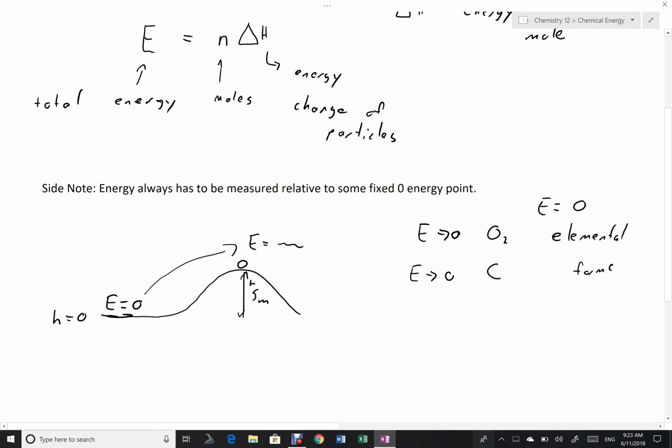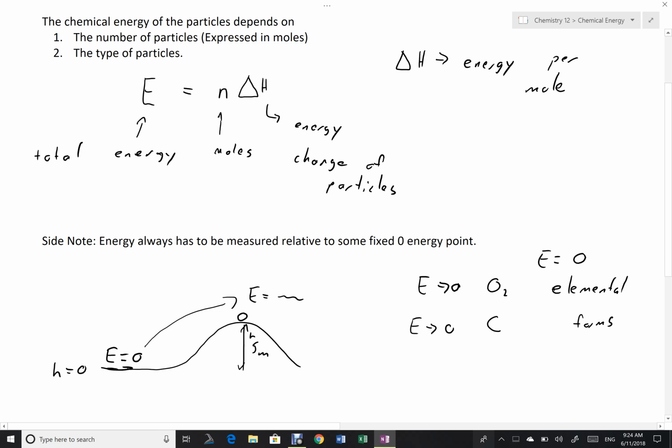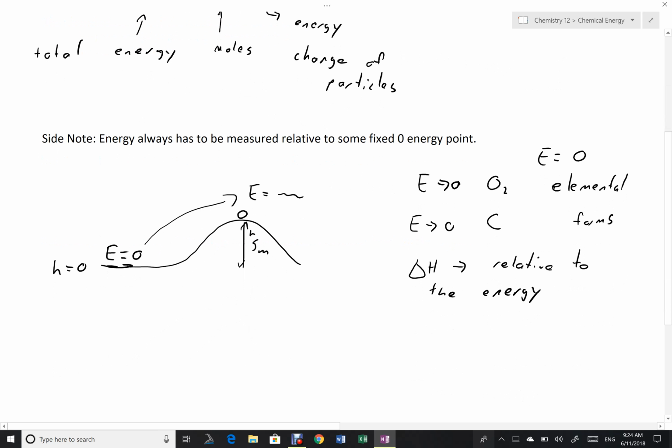This works as a pretty good reference point, because then when they form bonds, we can say they either are more stable or less stable than they were as elements, and when that happens, then we can define all of our delta H's relative to the energy the atoms had when they were an element.